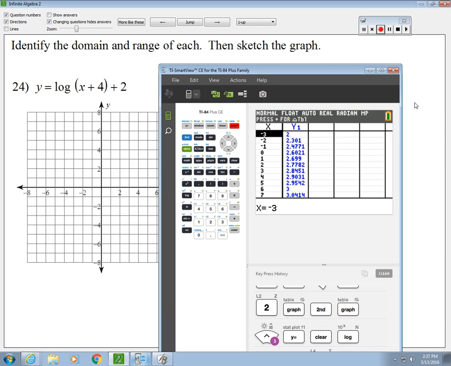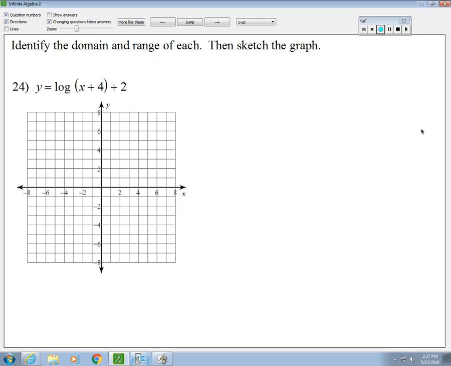Okay, so let's look at the domain and range. Remember, with exponentials, it was the domain that was all real numbers. Well, with logarithmic functions, it's the range that's all real numbers. Because you go down forever, and you also go up forever. The domain is affected this time because you have a vertical asymptote. So how far left can you go? -4. How far right can you go? Infinity. Okay, so take a second and try 25 before I go over it.